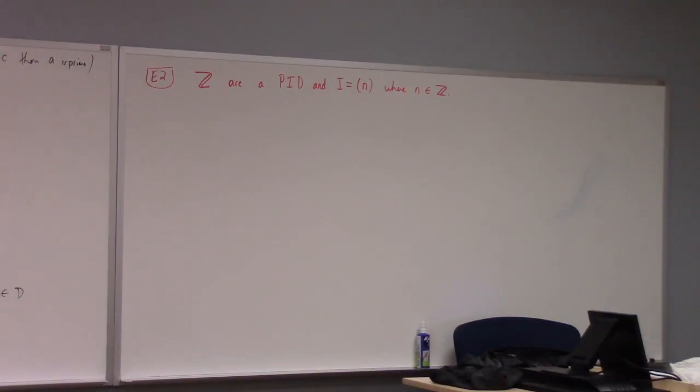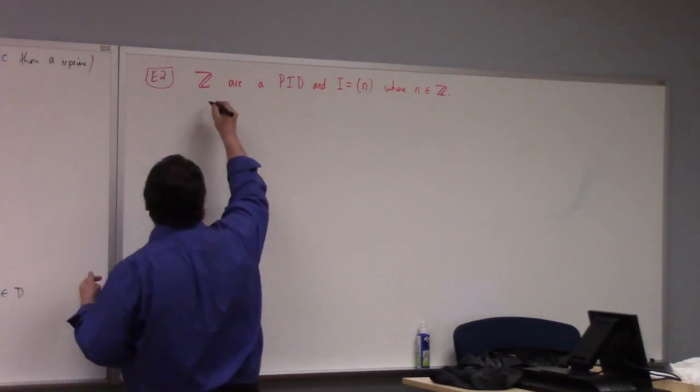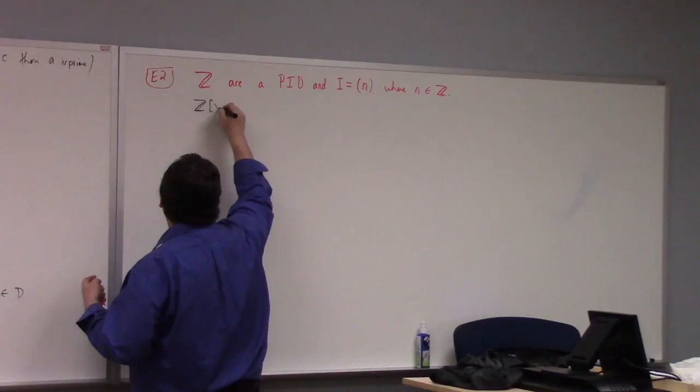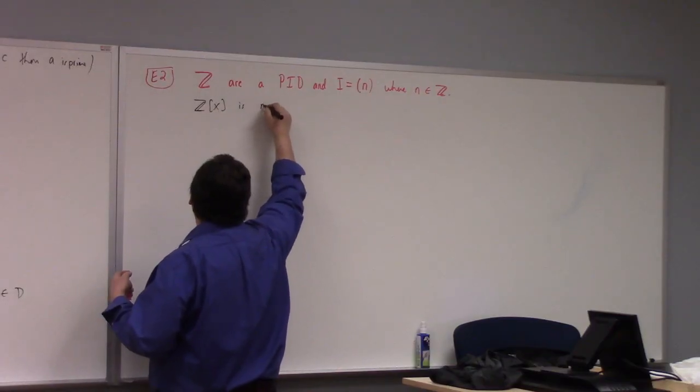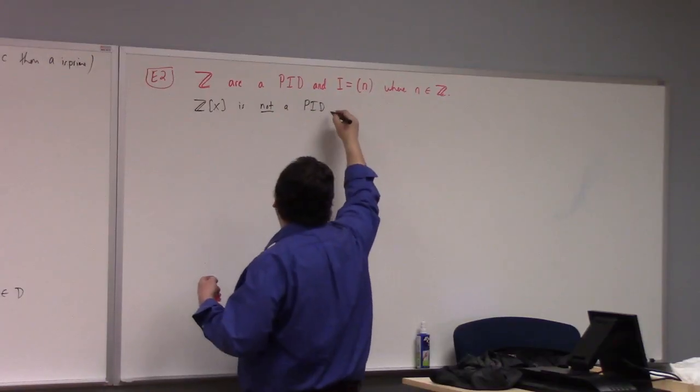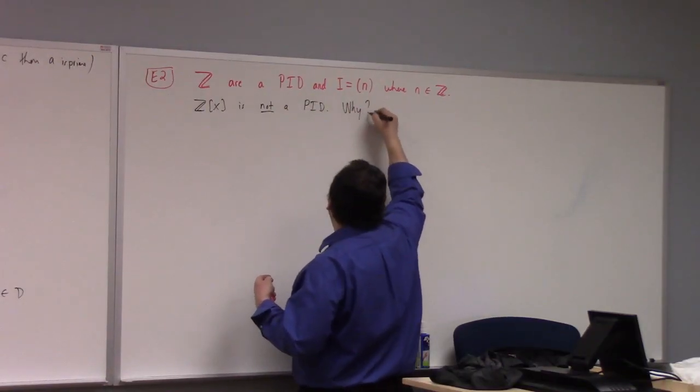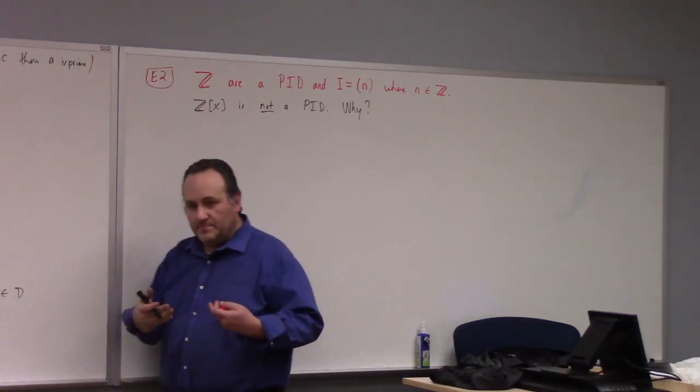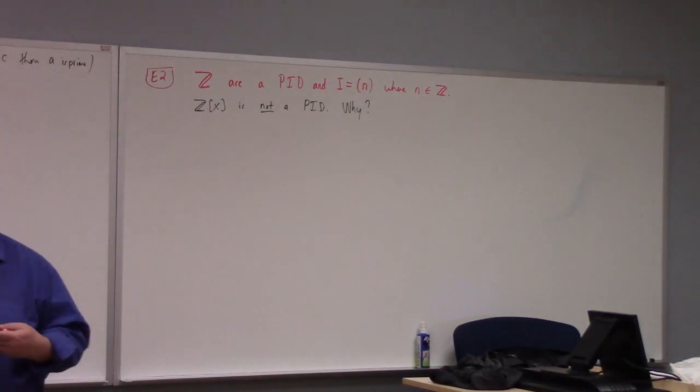One of the interesting things to think about for any ring is, does the property of the ring transfer over to the property of the polynomials over that ring? Sometimes it works, sometimes it doesn't. Here it doesn't, because it turns out that Z[x], polynomials with integer coefficients, is actually not a PID. Why? Well, we just need to give an example of an ideal which is not principal, right?